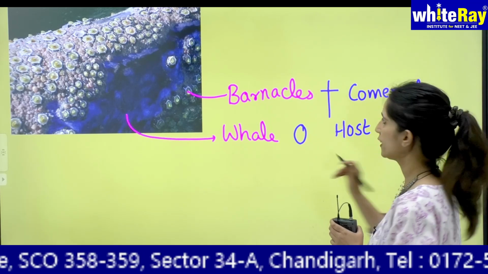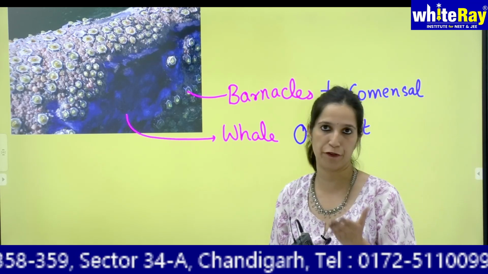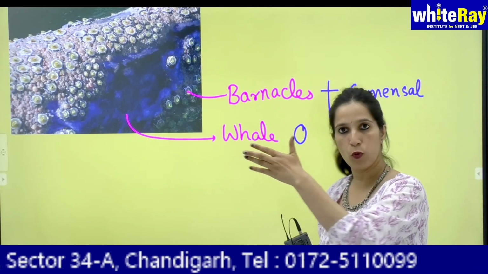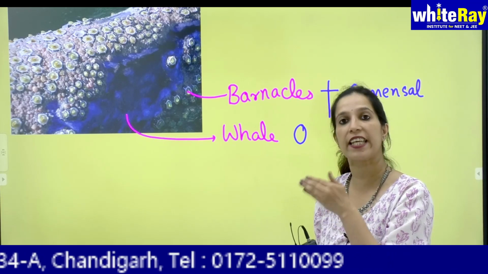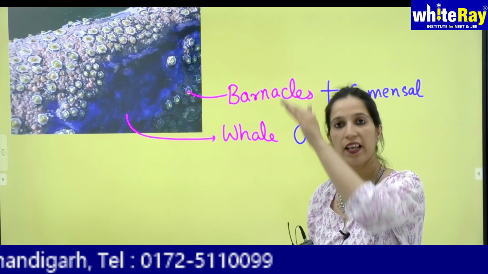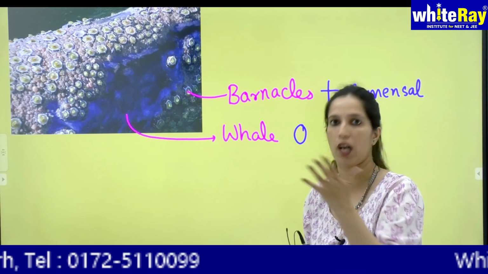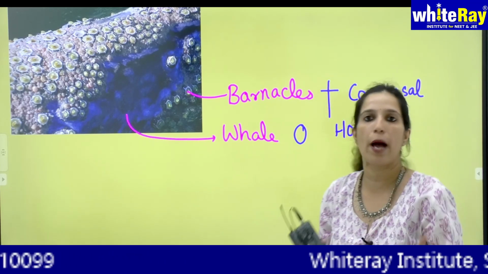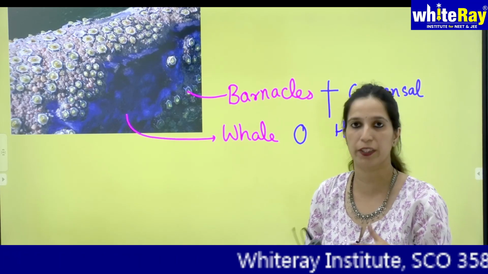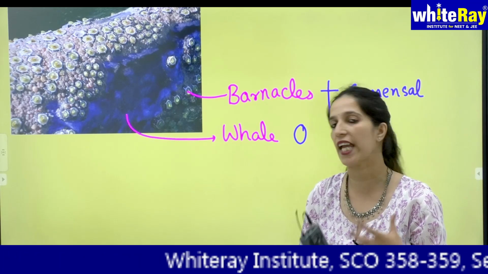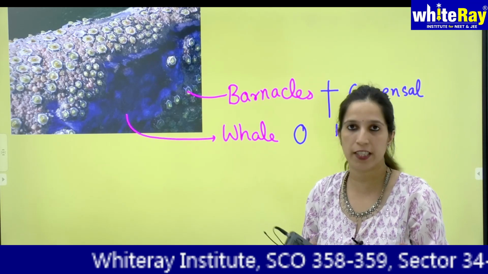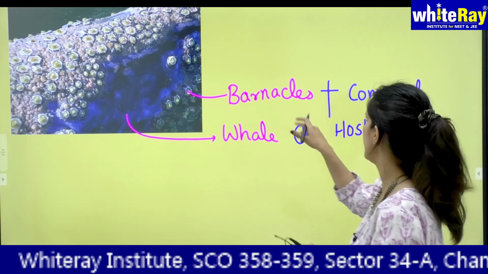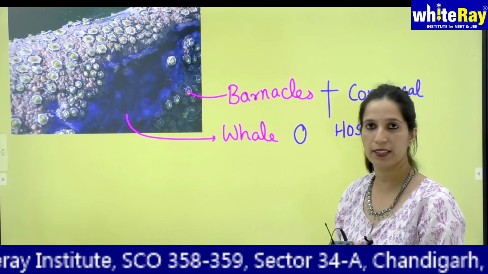So now let's understand how barnacle is getting benefit from the whale. So when the whale moves, even the barnacles, they get a free ride in the nutrient-rich ocean, which otherwise was not possible for them. So whale, on the other hand, has no apparent benefit from the barnacles because barnacles are not taking anything or giving anything to the whale. So barnacles are the commensals and the whale is the host.